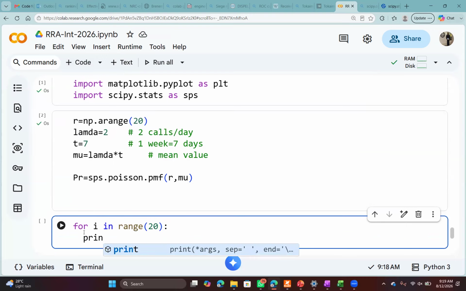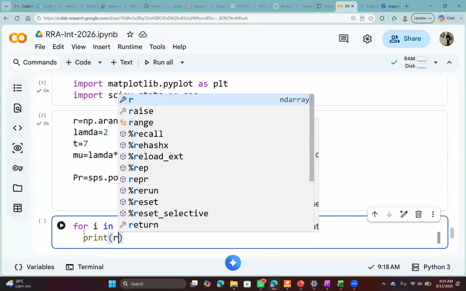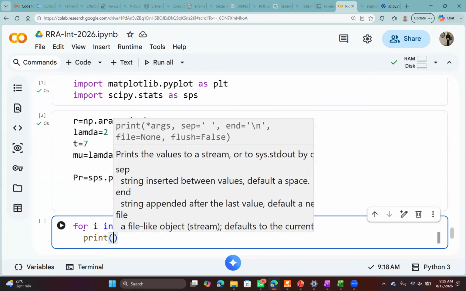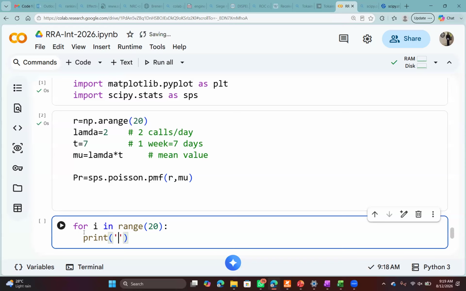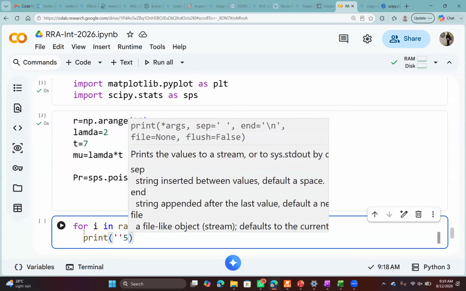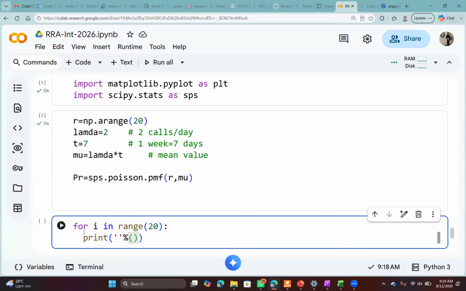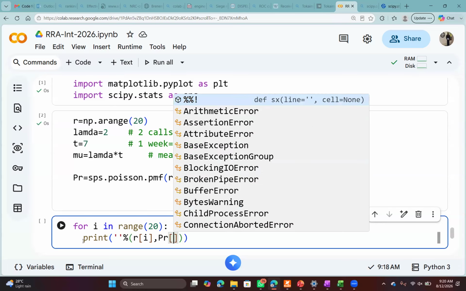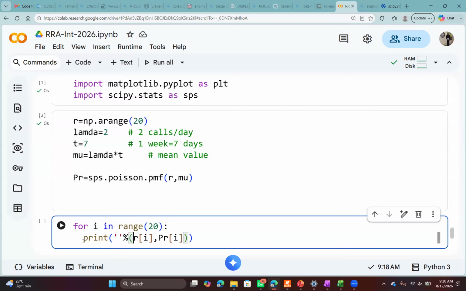So I write the print statement, print. So the first part will be with the format. So R values. Okay, let's write first the variables, the percentage, and I will print the values of R, Ri, and also I will print the corresponding probability values. So Ri values. So for every R value, there will be the probability, corresponding probability.